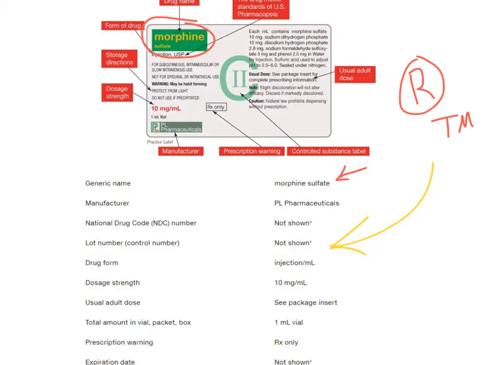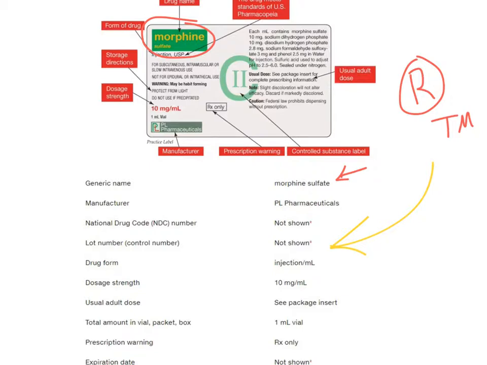And notice the trade name was not asked. If I gave you a label and there was not a trade name on there, I more than likely wouldn't ask you for the trade name. If I did, however, you could just write "not shown," as we know that it is not on there.